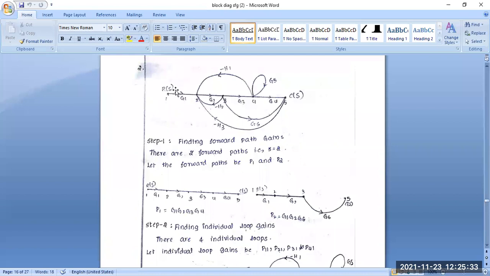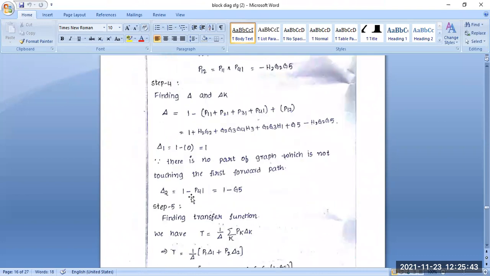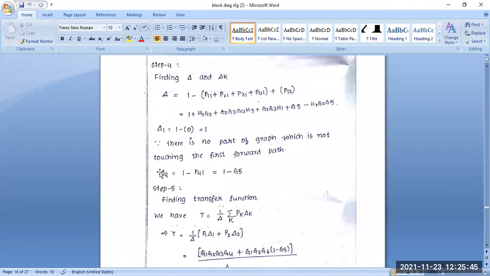But another path is present, this one, and this part is not touching this path. That is why we calculate this delta 2, which is equal to 1 minus P41, so that is the value 1 minus g5. This is basically how we find delta and delta k. You have to calculate it easily.